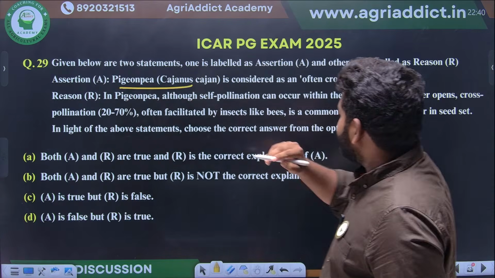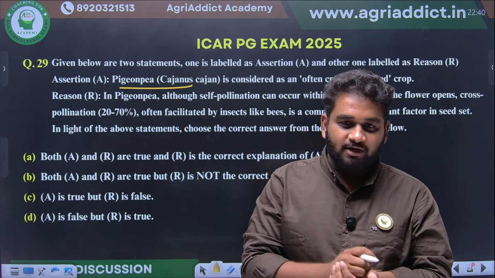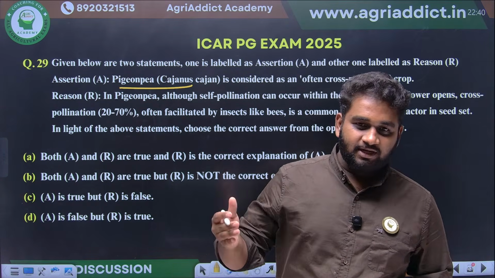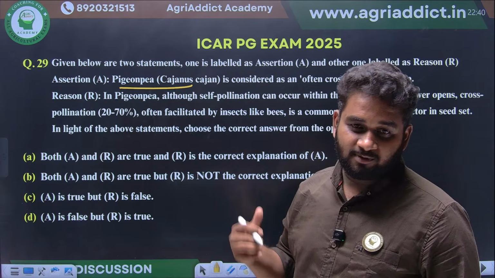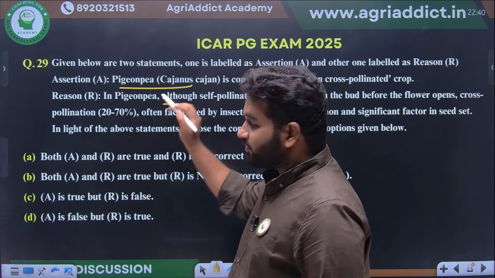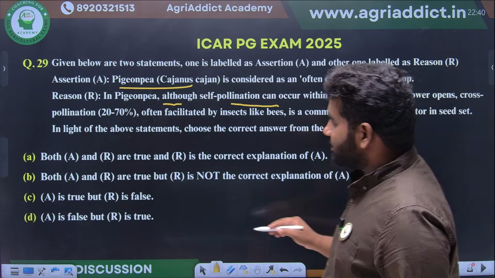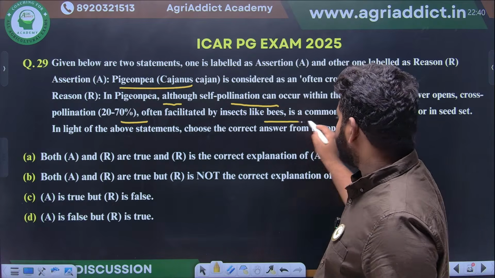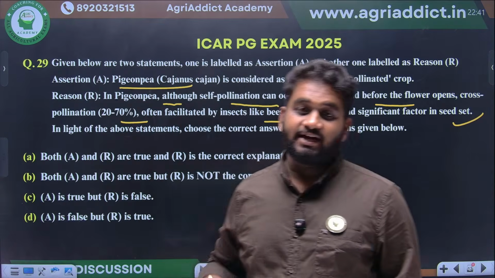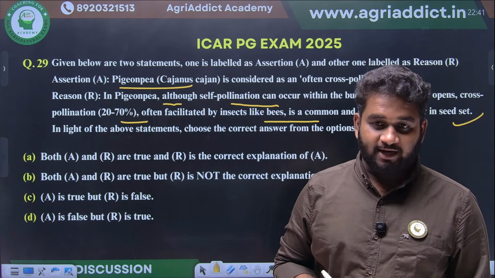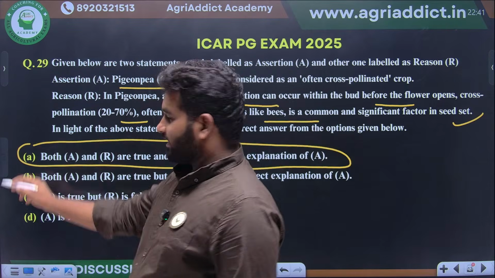Pigeon pea is considered an often cross-pollinated crop. Your pigeon pea, your cotton, sorghum, bajra, these are often cross-pollinated crop plants. Although self-pollination can occur within the bud before the flower opens, cross-pollination of 20 to 70% is often facilitated by insects like bees, which is a common and significant factor in seed set. That is why it is considered an often cross-pollinated crop. Your answer will be A: both A and R are true and R is the correct explanation of the assertion.